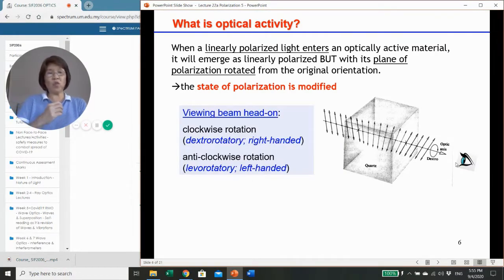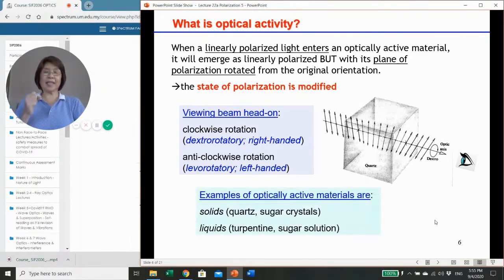Now, if you were to view it head on, with the beam coming towards you, then if the rotation is clockwise, it's called dextrorotatory because it's right-handedness, and if it is anti-clockwise, then it will be levorotatory, that's left-handedness. And examples of optically active materials include quartz and sugar crystals for solids, turpentine and sugar solution for liquids.